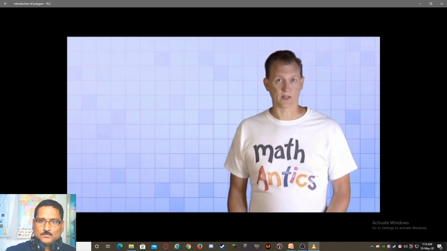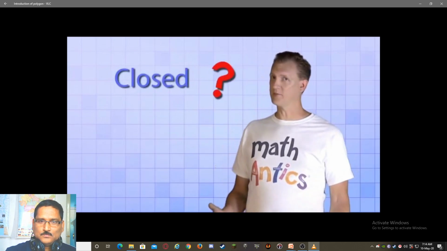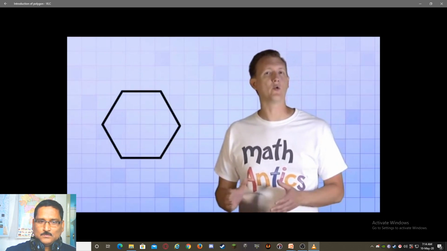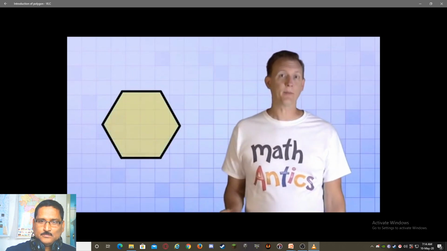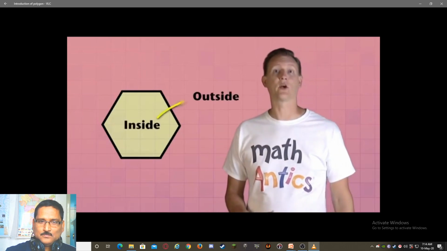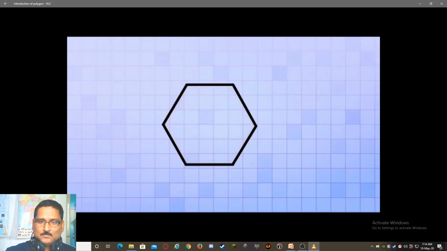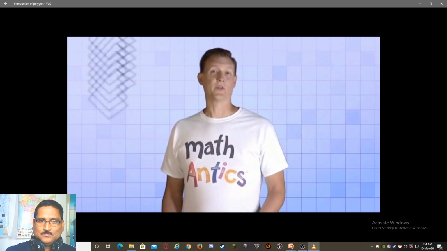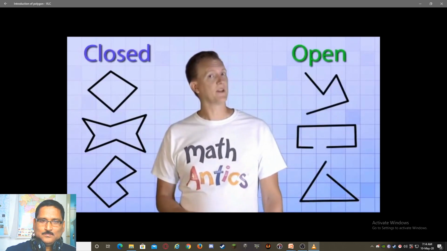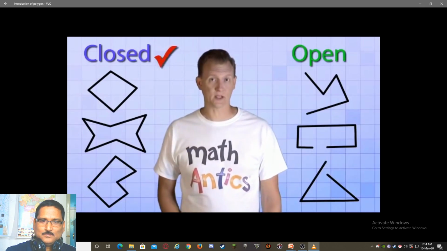The next thing we need to know about polygons is that they're closed shapes. Now, what does it mean for a shape to be closed, you ask? Well, it means that the sides are connected so that there are no gaps. The area inside the shape is separated from the area outside the shape, and there's no way to get from the inside to the outside without crossing a line. It might help to think of a closed shape like a cage. If you put an ant inside the cage, then there's no way for it to get out without crossing a line. But if the shape is open, then there is a way out. So these are all examples of closed shapes, and these are all examples of open shapes. And the important thing to remember is that a polygon must be closed.